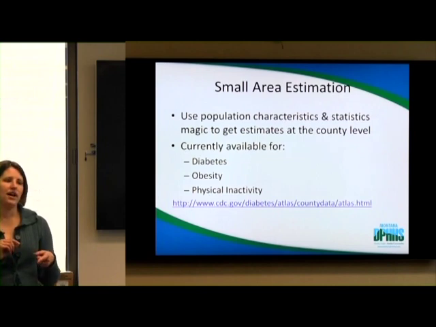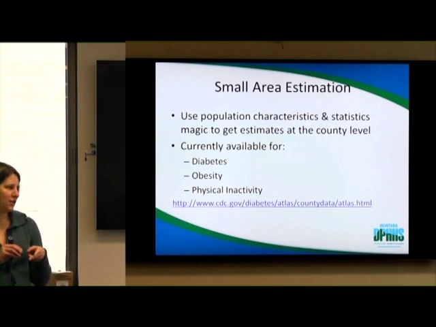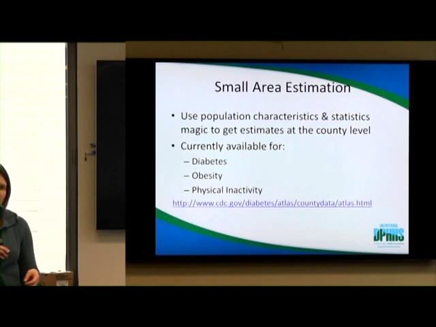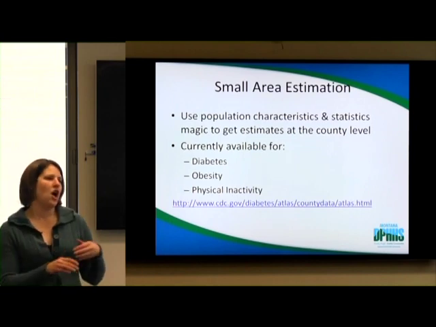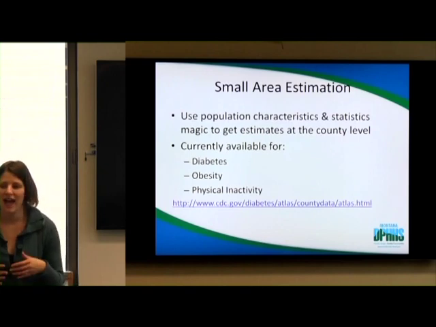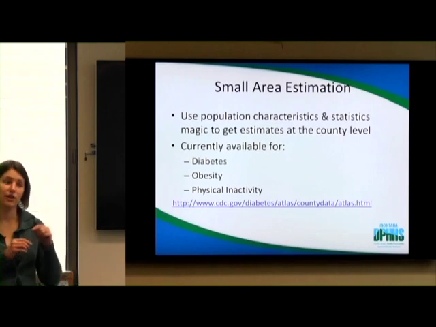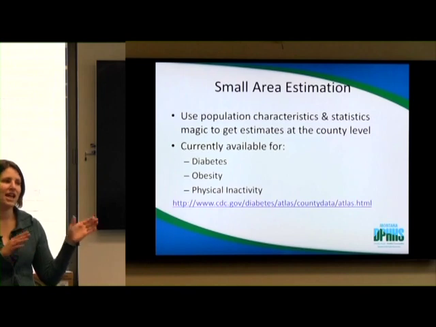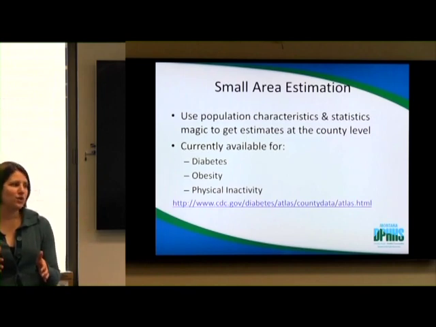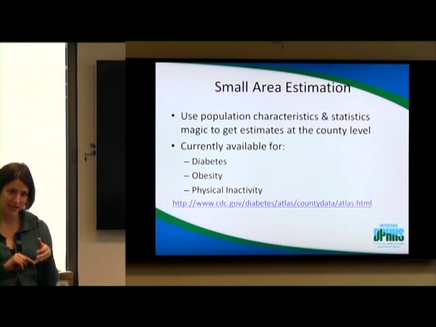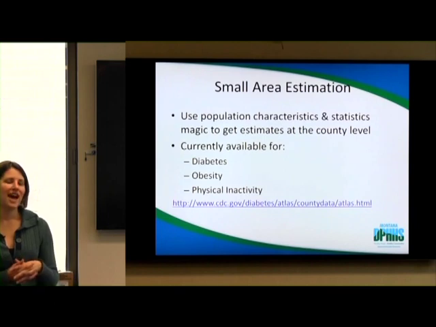And say, well, you have this much risk if you're over this age, you have this much risk if you're this race and socioeconomic status and all of these things. And then we look at the distribution of those demographic characteristics in the county. And we use a really complicated formula, I like to call it statistics magic, to estimate based on the demographic characteristics what the percentage of people with heart disease is. So that's what small area estimation is.